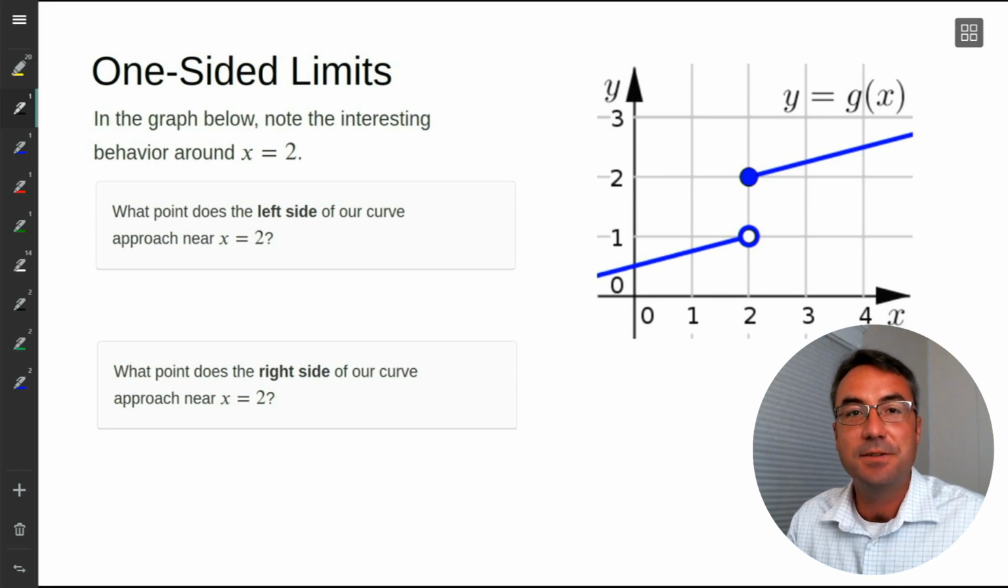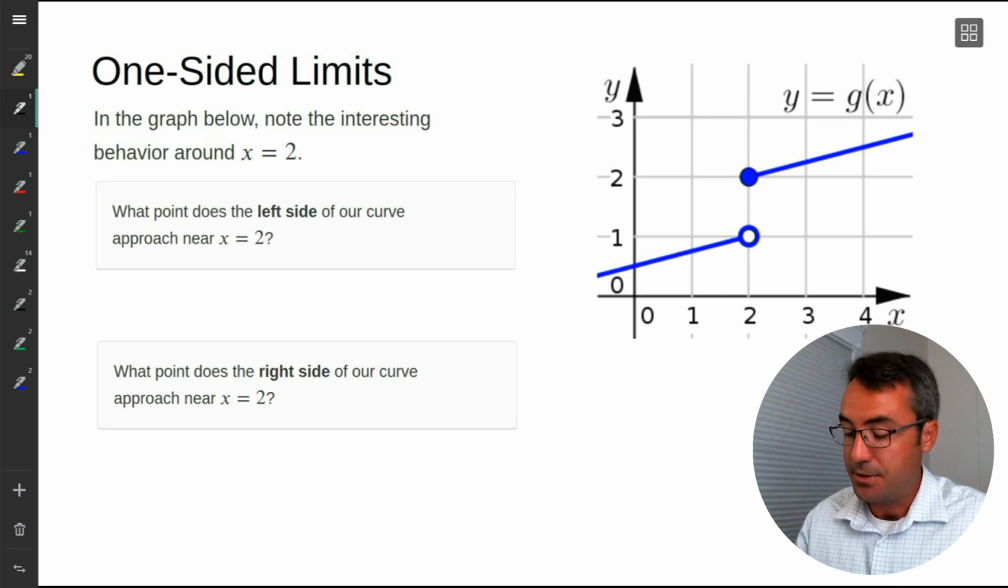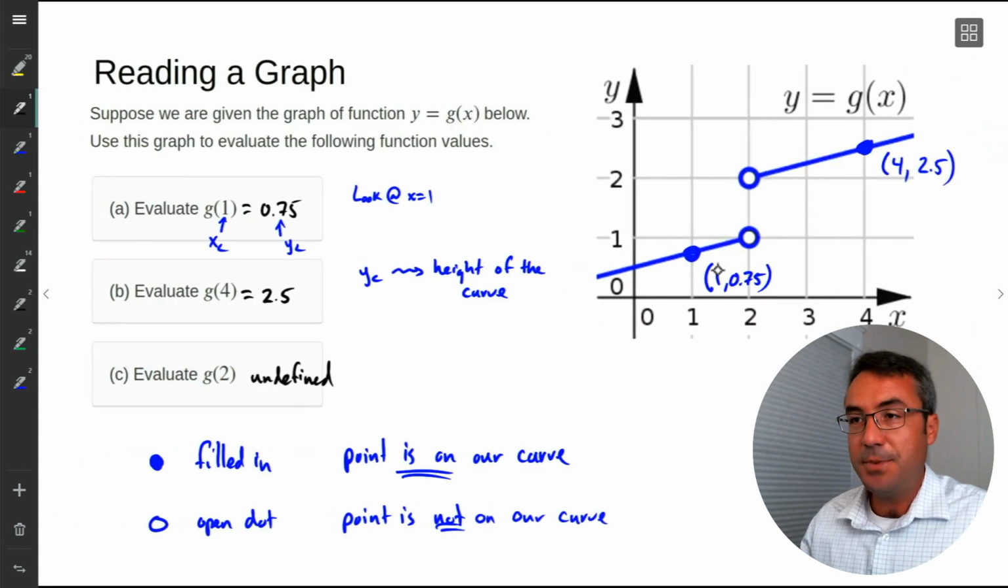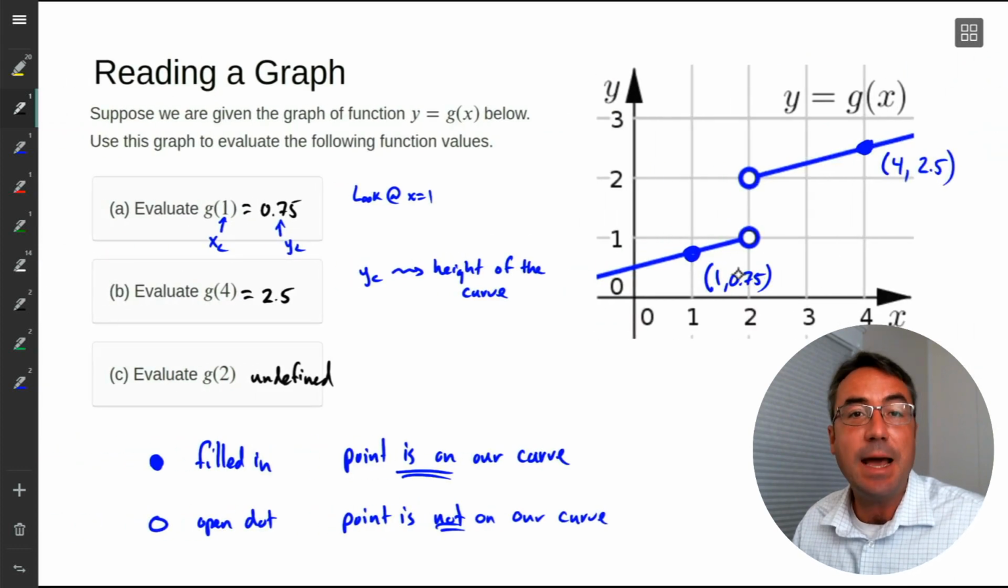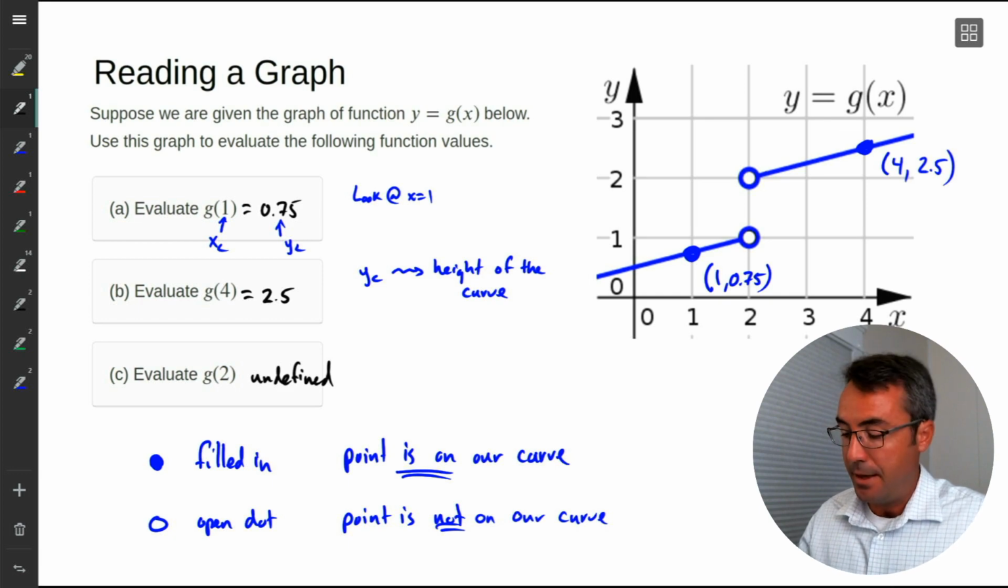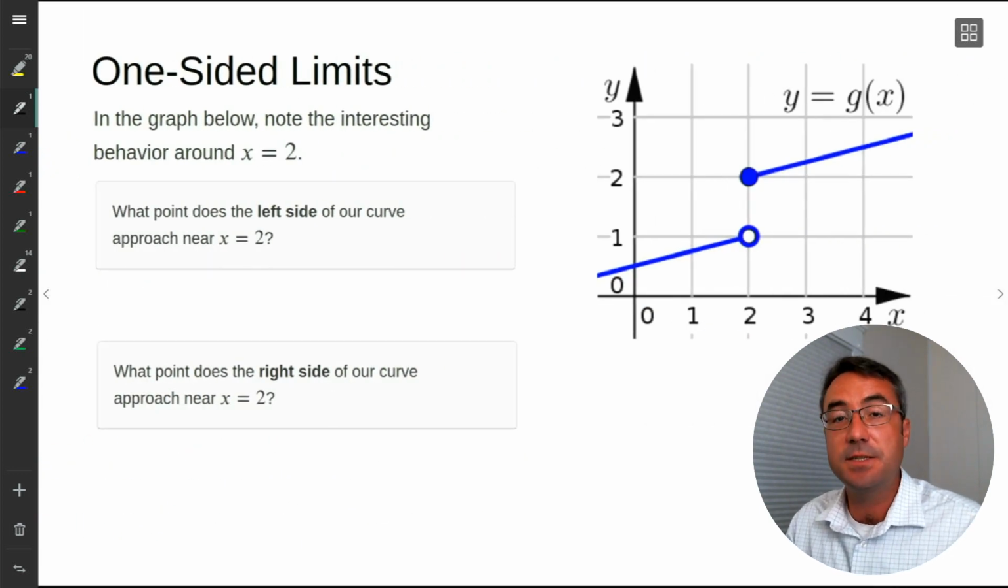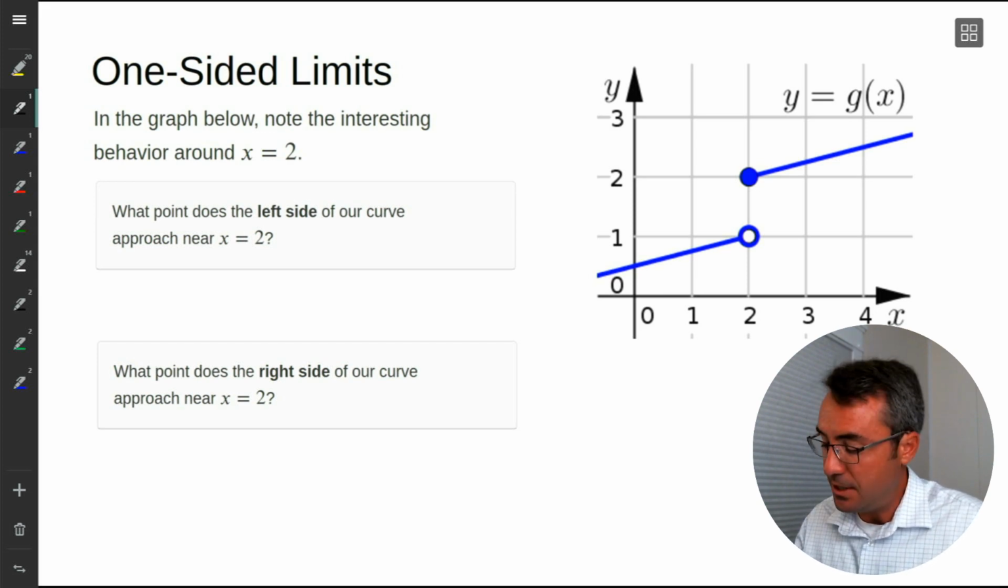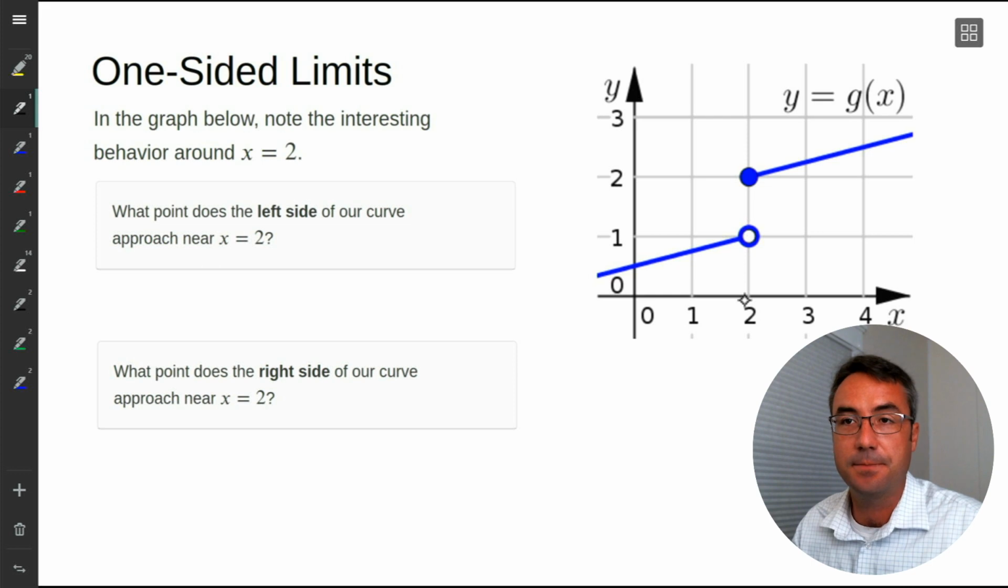All right. So let's talk about what's actually happening at x equals 2. This is really going to introduce our idea of limits. Going back here, something different and interesting is happening at x equals 2. The left side is doing something different from the right side. We want a good notational system that allows us to talk about that. What's going to help us is this idea of limits, and more specifically, one-sided limits.